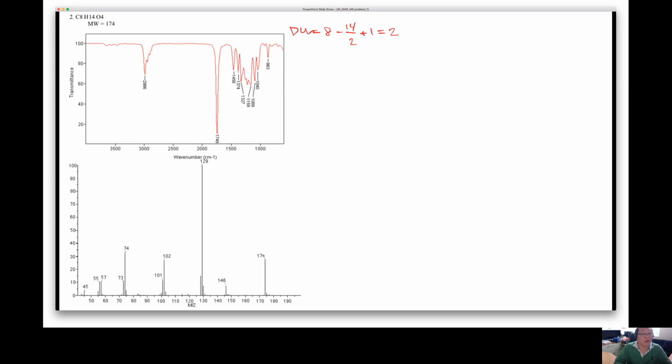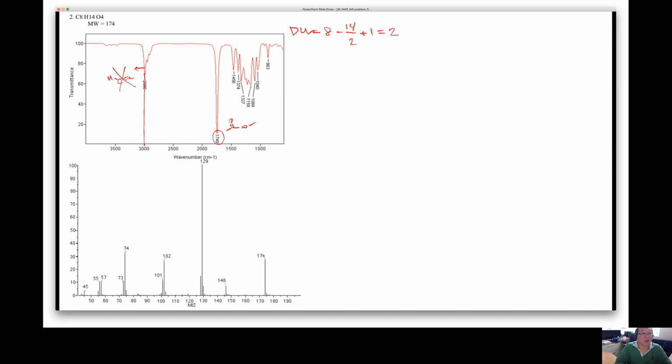But right now, we see there's a 3000 line, right? There's a 3000 line, and no bands above. So probably we don't have any carbon-carbon double bond, or at least no hydrogen on a carbon-carbon double bond. I don't think we have that. So we got a carbonyl at 1750, close to that. So this is a clear indication we have an ester. So we have an ester.